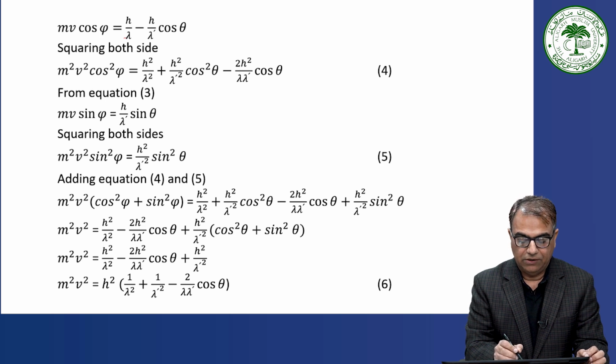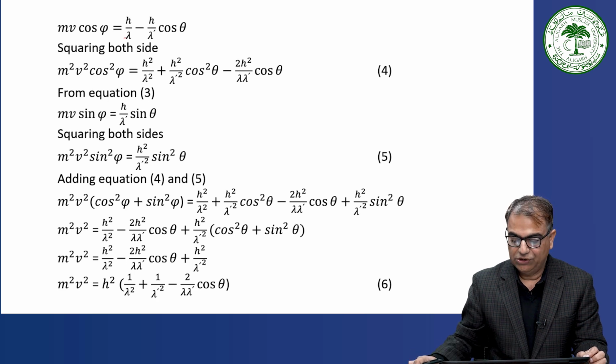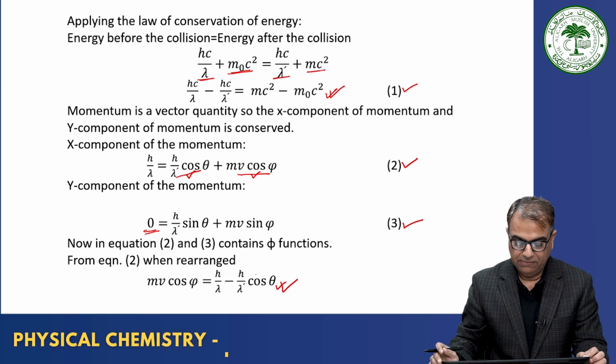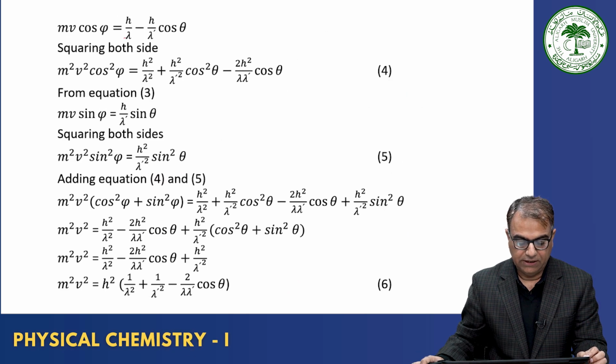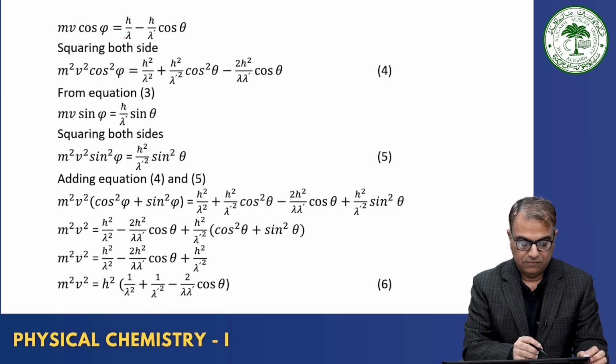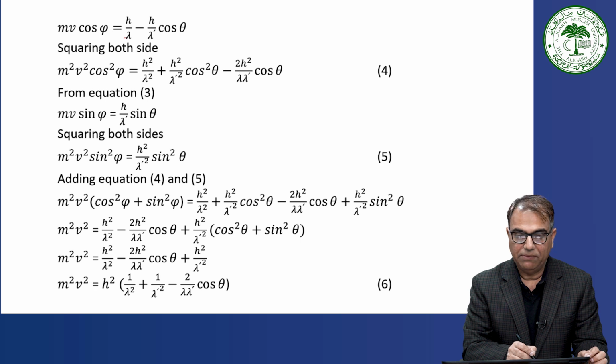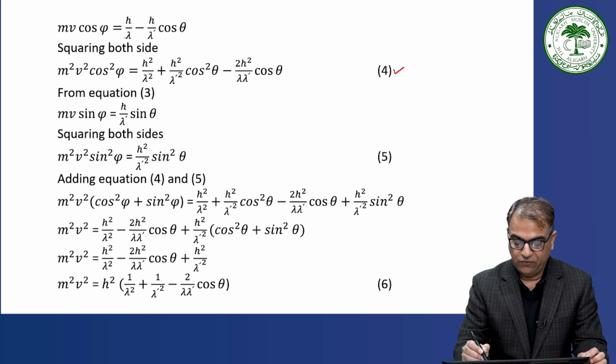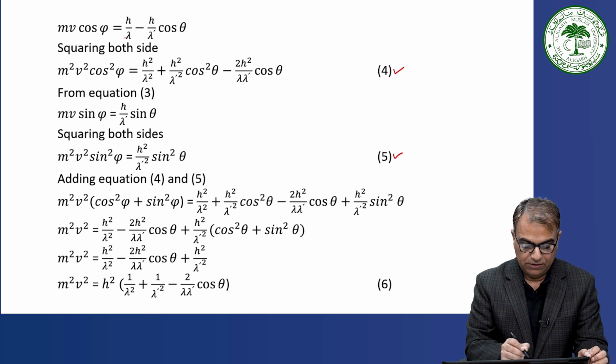Okay. So from equation 3 we have mv sin phi. From equation 3, mv sin phi is equal to h by lambda prime sin theta. Now if you square both sides, then again here you get m square v square sin square phi is equal to h square by lambda prime square sin square theta. Now using equations 4 and 5, you see the LHS of both.